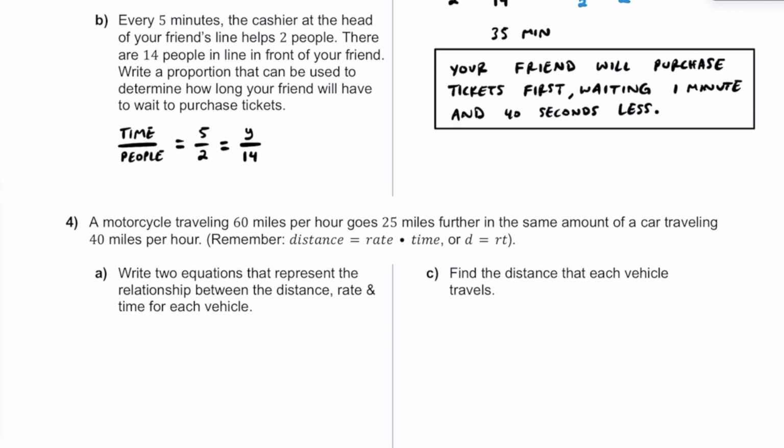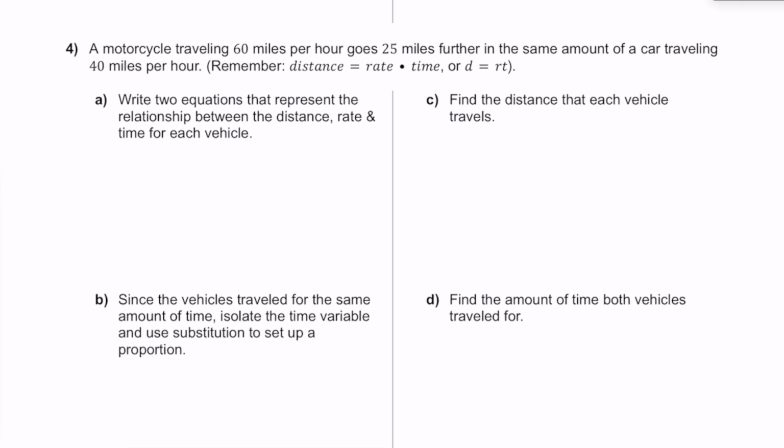All right, let's check out one more problem here. In number 4, a motorcycle is traveling 60 miles per hour and goes 25 miles further in the same amount of time as a car traveling 40 miles per hour. A formula that's going to be helpful for us to know is that distance is going to be equal to rate times time, or D is equal to RT.